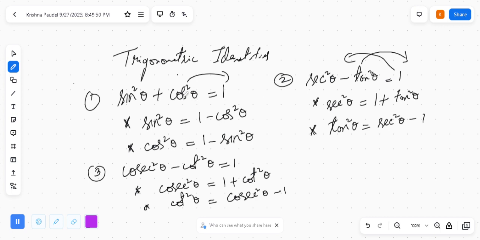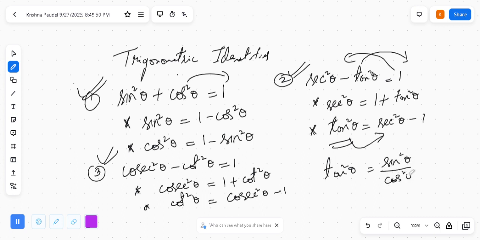So we will be using these identities whenever we have squares of the trigonometric ratios. Let's say we have tan square theta, then we have the option of using these identities, or we have the option of doing it like this as well: tan square theta is sine square theta by cos square theta. So we will see now.